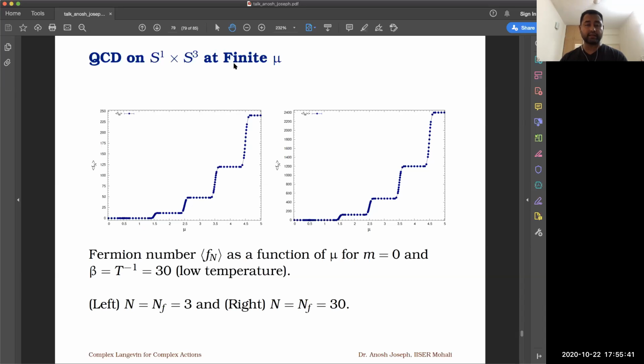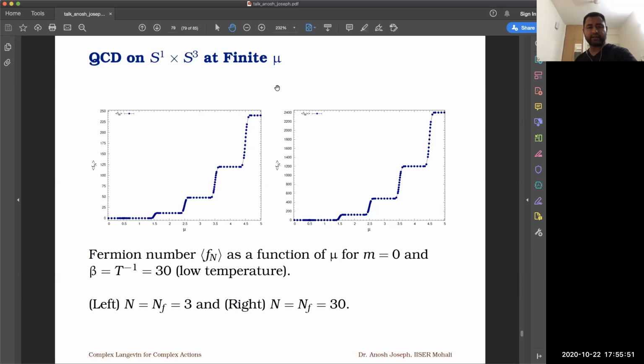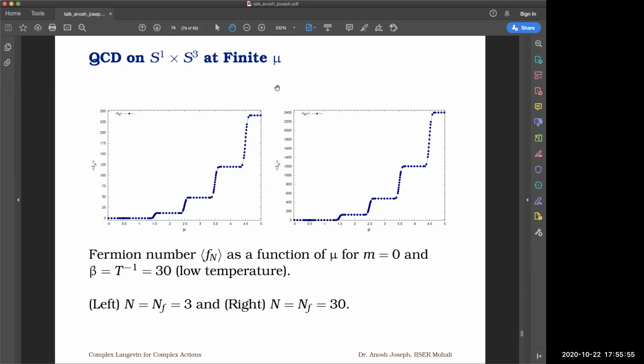I was just wondering, are they really free or are they weakly interacting as you increase the chemical potential? That is a good question. I don't know the answer to that. That is something to figure out. I think you could have more information about the nature of these states, whether there are bound states in the model. Yeah, that would be interesting.